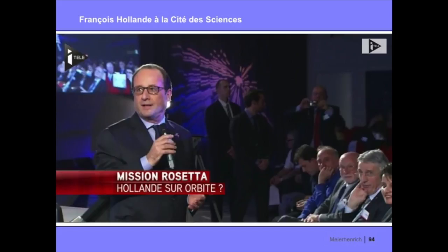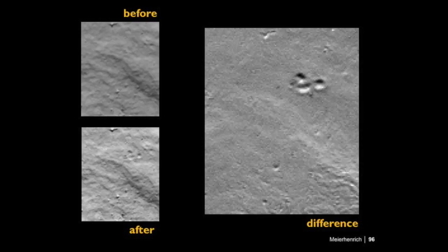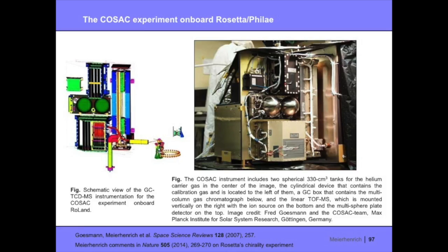François Hollande was completely right when he was driven by his emotions, but what we saw in Cologne was this image. We expected a SIVA image from Jean-Pierre Bibring from IAS in Paris, a panorama view of the cometary nucleus after landing from Philae's camera, and we saw that. Before, after, the difference: there are the three signs of these legs, but Philae was missing. Philae bounced several times, landed 4 times.